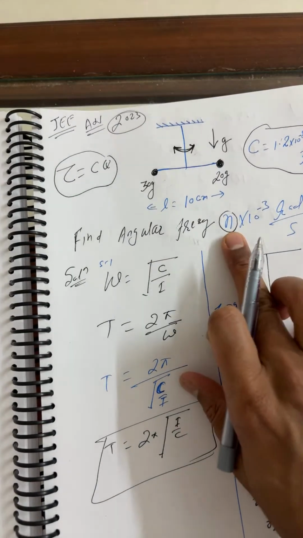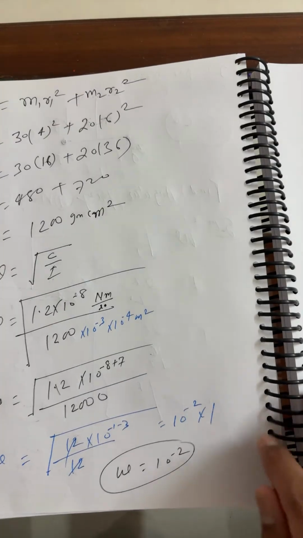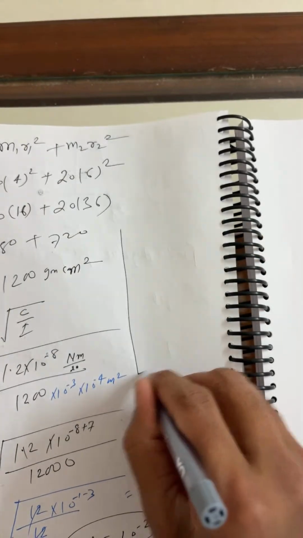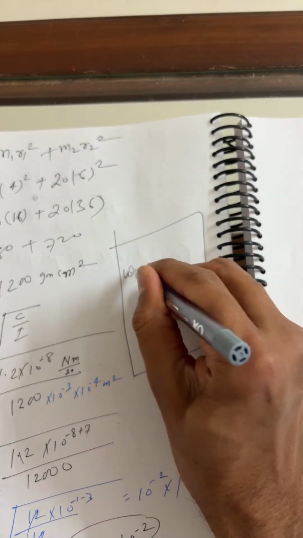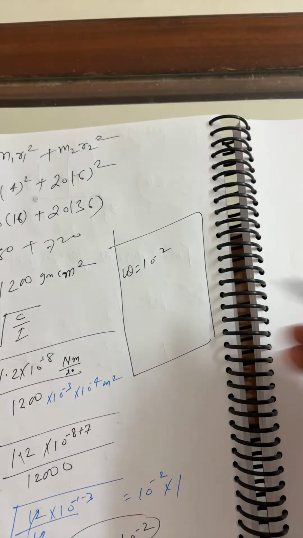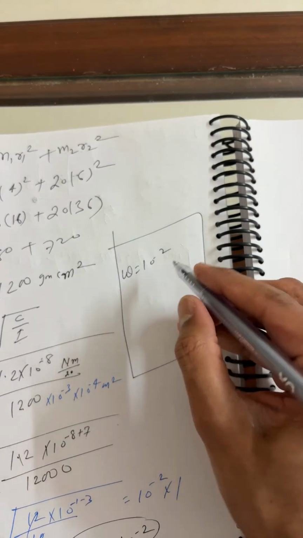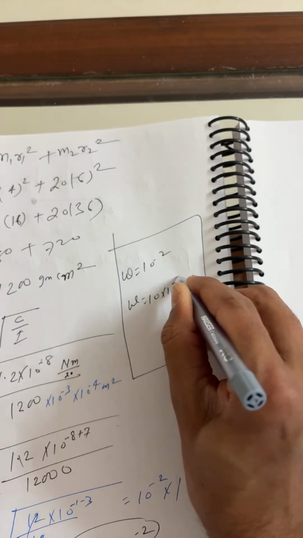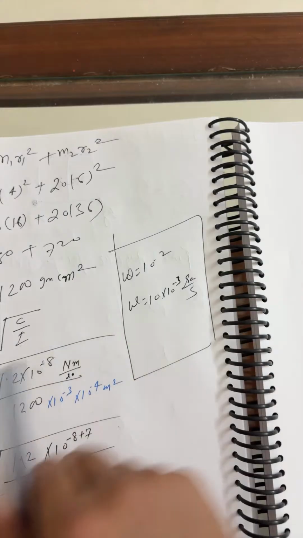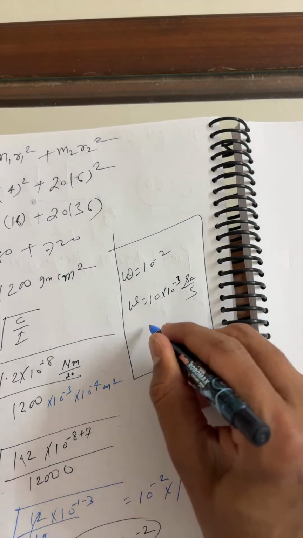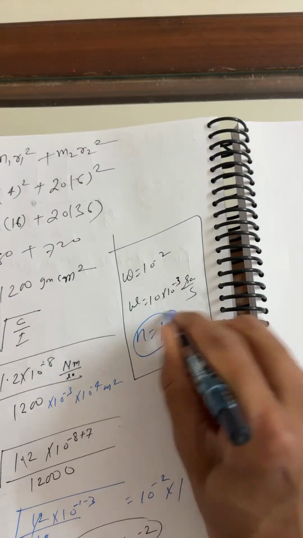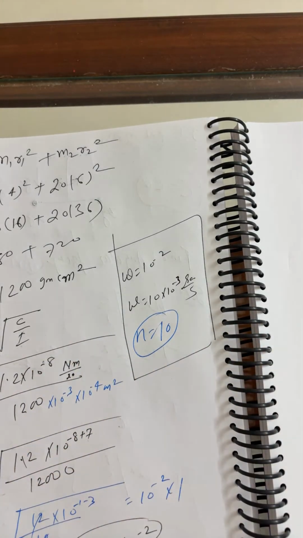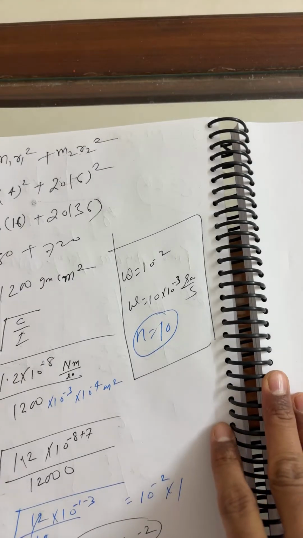Just go to your options. What do the options say? Then we have to multiply and divide by 10 and 10. We got the answer in terms of 3 here. So on another paper, omega we got is 10 to the power minus 2. Just multiply and divide by 10 and 10. So omega will be 10 into 10 to the power minus 3 radian per second. So what is n here? Because we wish to find n only. N is equal to 10. It's an advanced question, but we can say n is equal to 10.